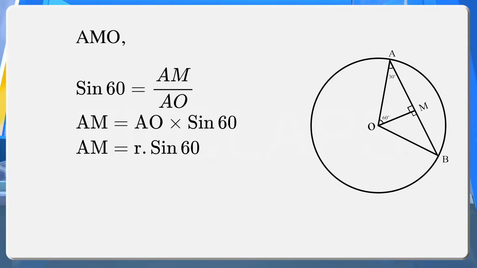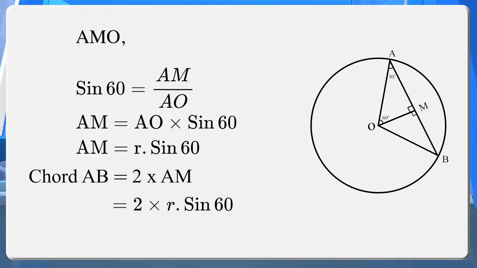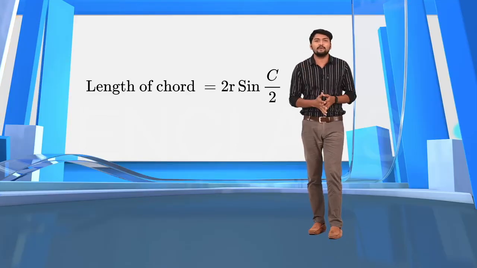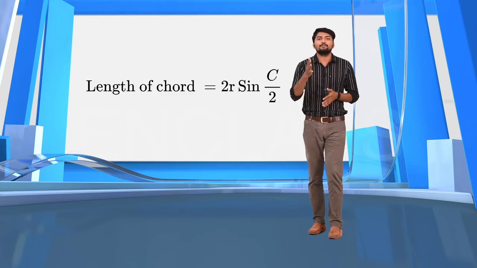So, to find the length of the chord, AB is equal to 2 into AM. That is 2 into r sine 60. Simply, we can say AB equals 2r sine 60. If we name the central angle as C, this equation will become length of chord equals 2r sine C by 2. This is an important equation used in trigonometry to find the length of chord and radius.